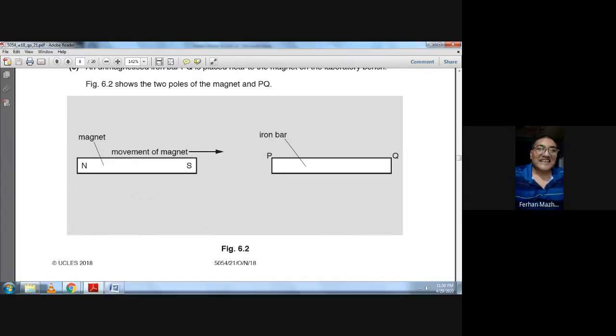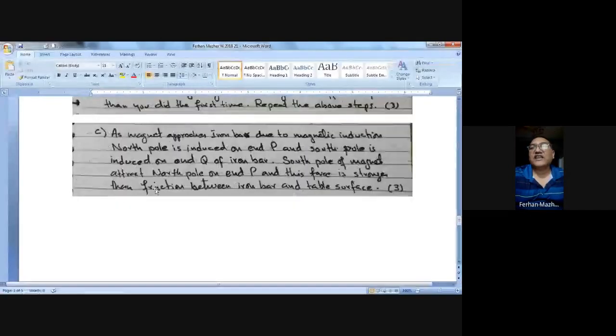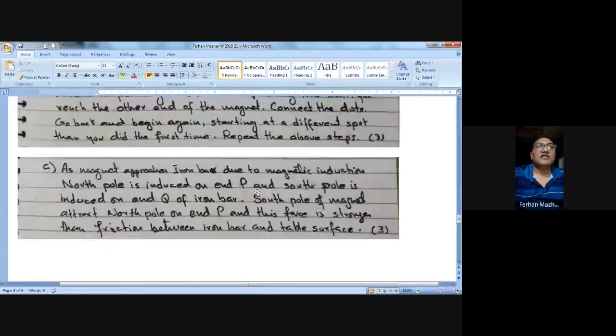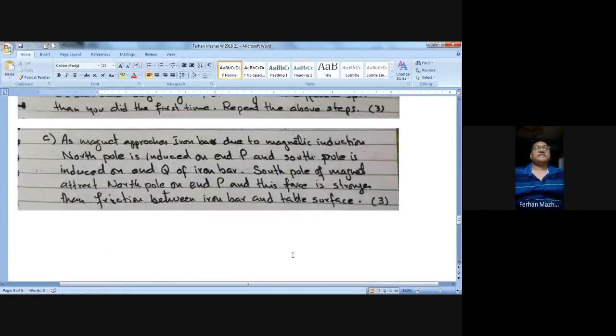I have written this answer also. Let's read that answer. On your screen, I hope you are able to see the C part of question number 6. As the magnet approaches the iron bar, due to magnetic induction, a north pole is induced on end P and a south pole is induced on end Q of the iron bar.